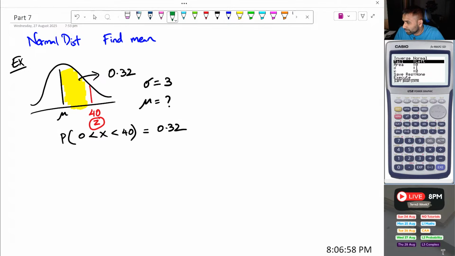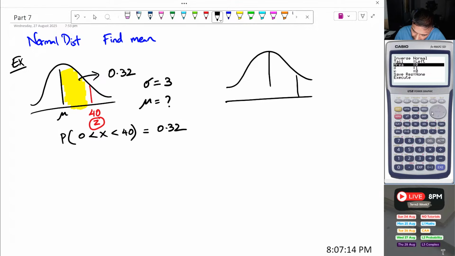So if you go back to part 6, you can have a look through it just to see how I did these things. But we're going to go right side here. Actually, no, I'm going to go left side. With the left side, I have to cover 0.5 plus the 0.32, so I need to put that as 0.82 as the area.